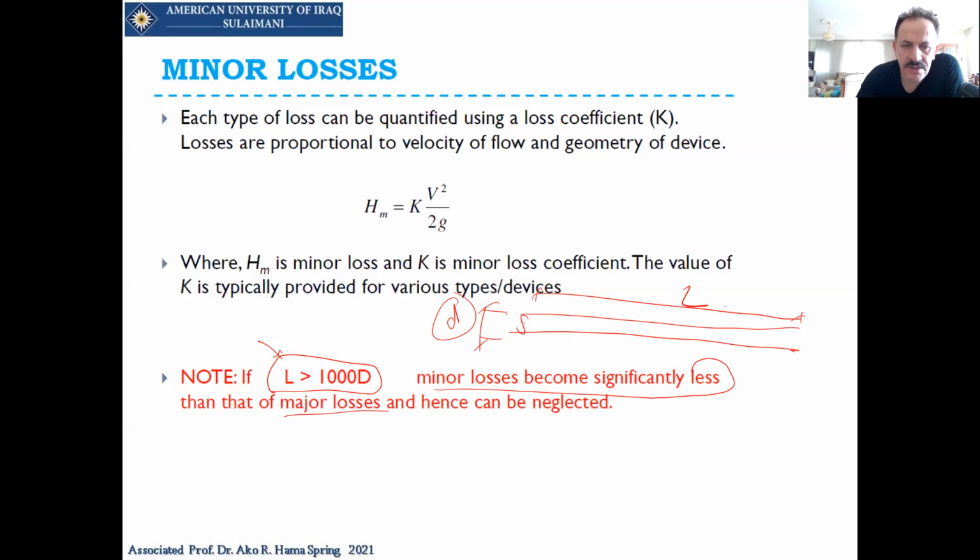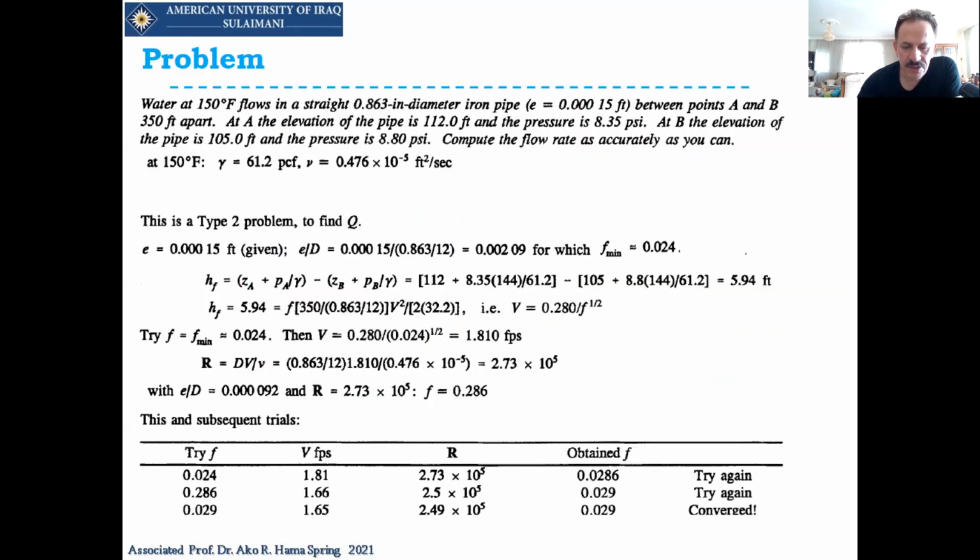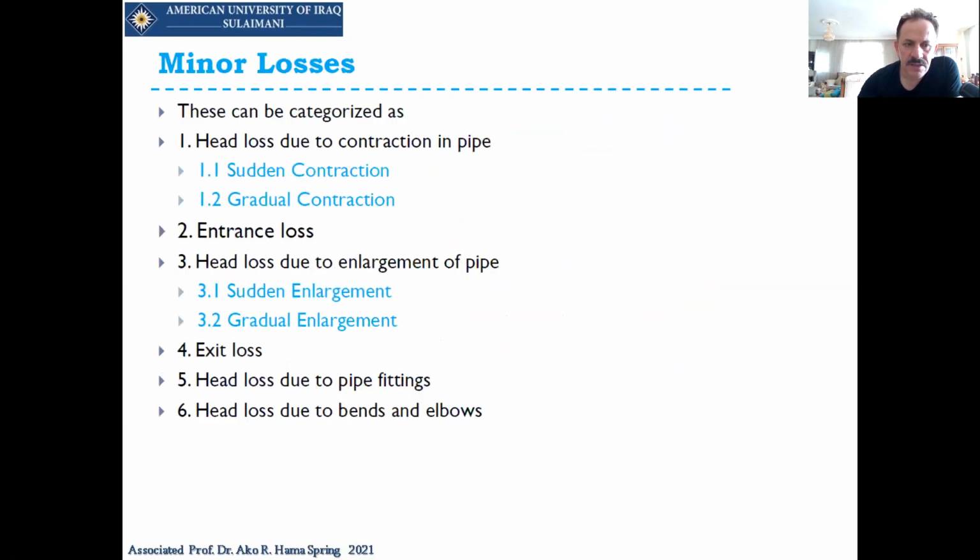Then you can say, for example, I can neglect the minor losses because the length of the pipe is very high, greater than 1,000 times the diameter. But in general, the minor losses will be a function of the kinetic energy and the coefficient of the minor connection. Now, let's check the details of the minor losses.